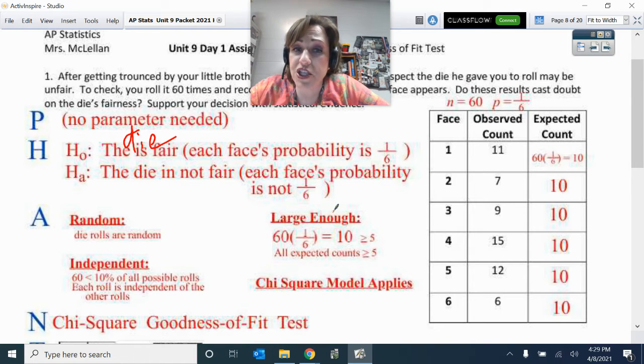All right, so large enough: remember we had to say all expected counts are greater than or equal to 5. Since the null implies that all of the proportions are 1/6, that would be 60 times 1/6. So all those expected counts were 10. So I showed that, and so the chi-squared model applies.